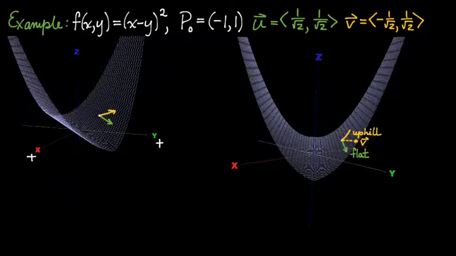You can imagine, especially in the right-hand picture, that if you were standing on the white dot and walked in the direction of the green arrow, you would not go uphill or downhill at all. On the other hand, if you walked in the direction of the gold arrow, you would be walking uphill.